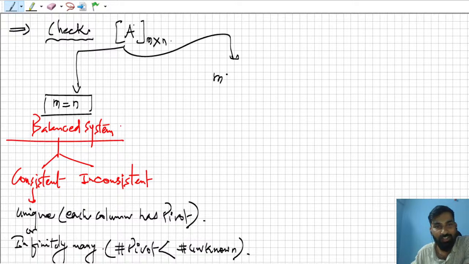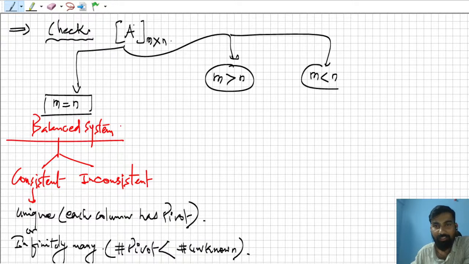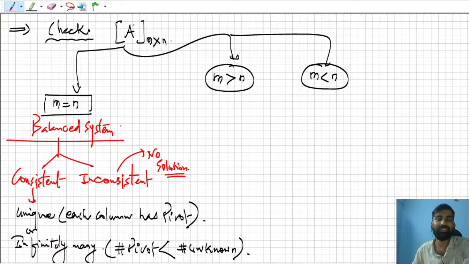You can have either m greater than n, or m less than n. If m is less than n, in this case you can say no solution. Just be blind, guys. No solution means no solution. You don't have to waste your time. Don't break your head, guys.